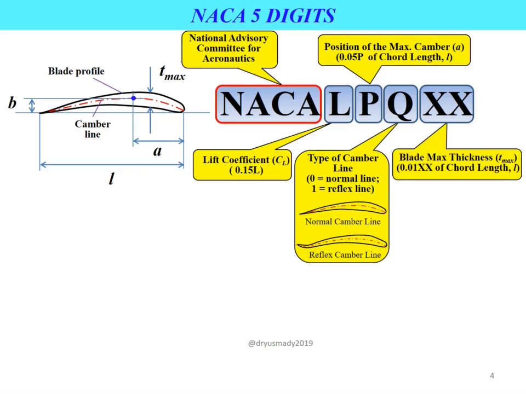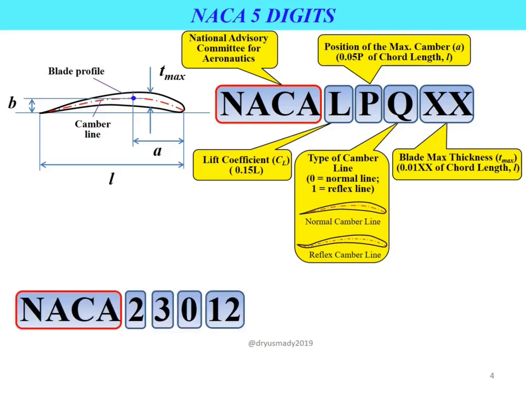Okay, the last term for the code is the XX code, where this XX code represents the maximum blade thickness T max, and we can obtain the value of T max by using this formula. T max equals 0.01 times the XX code value times the chord length distance. Okay, let's see one example for this NACA 5 digits.